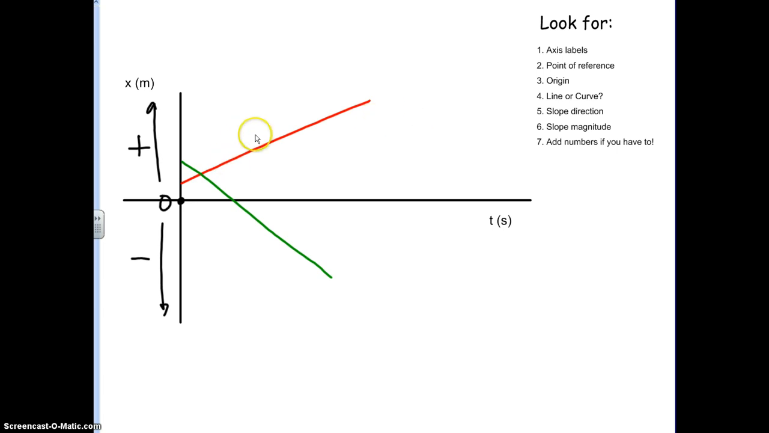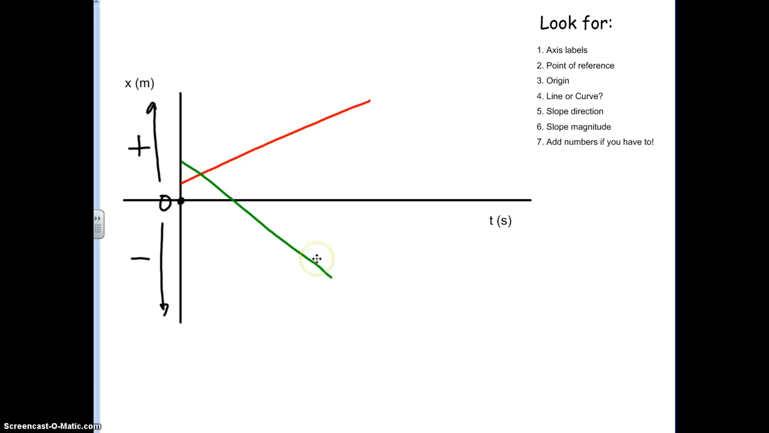Now, this one happens to be sloping in the positive direction. That is, its rise over its run is a positive number, whereas this one happens to be sloping in the negative direction. That is, its rise over its run is a negative number because the run is downward on this axis, so it's a negative run. And so what we see is that this represents something moving in the positive direction, which is to the right, and this represents something that's moving in the negative direction, which means to the left.